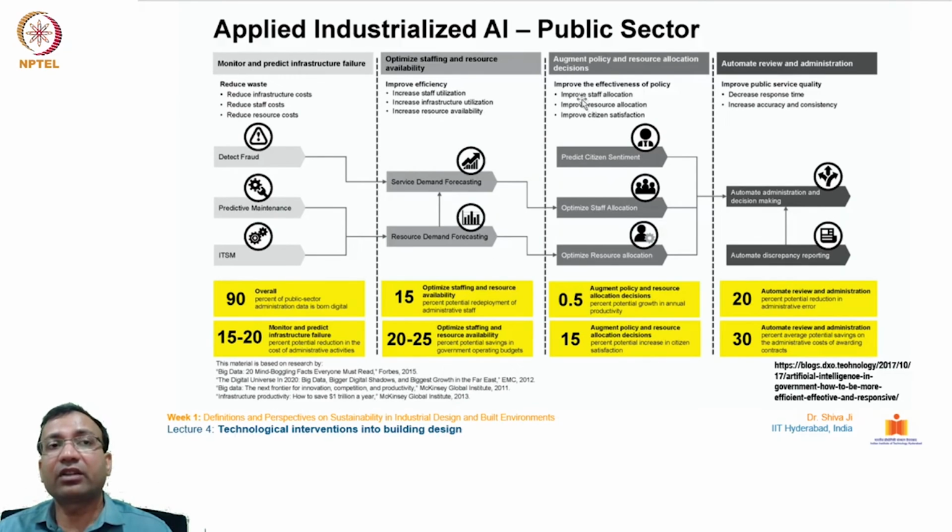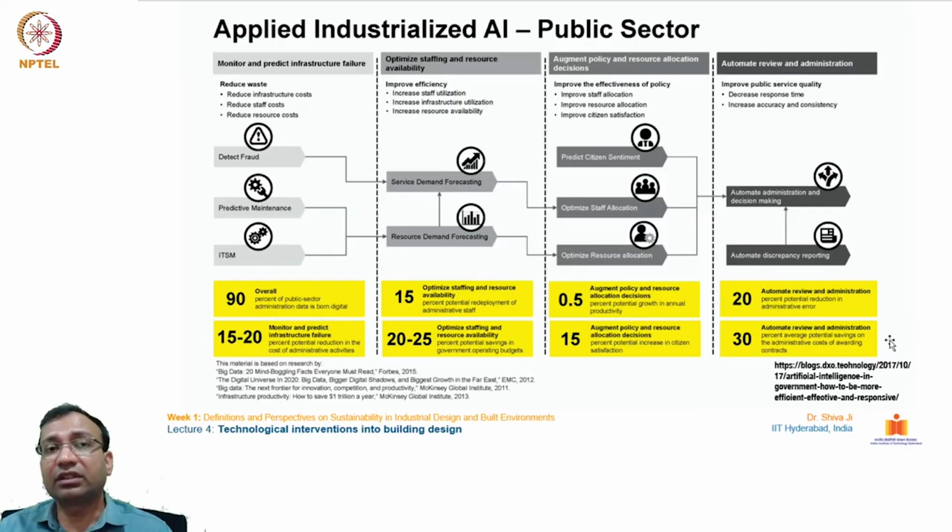The third column is about augmenting policy and resource allocation decisions: improving the effectiveness of policy, improving staff allocation, resource allocation, and citizen satisfaction in an overall sense. These predictive steps will lead to optimized resource allocation, staff allocation, and citizen sentiment. Improved efficiency of the infrastructure, and its repairability and maintainability, will lead to a positive impression in the mindset of the community and the public at large, improving the image of the public sector.